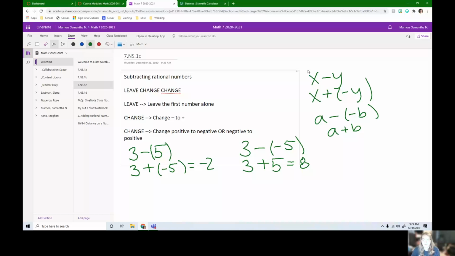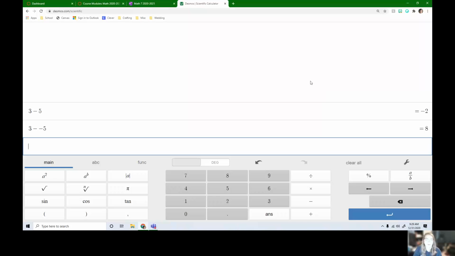But also for when we have straight numbers, we should be using the calculator to make sure we're not making any errors and making sure we're copying everything in right. Because this 3 minus 5, we had a very different answer from 3 minus negative 5. And it's just one keystroke away on our calculator.